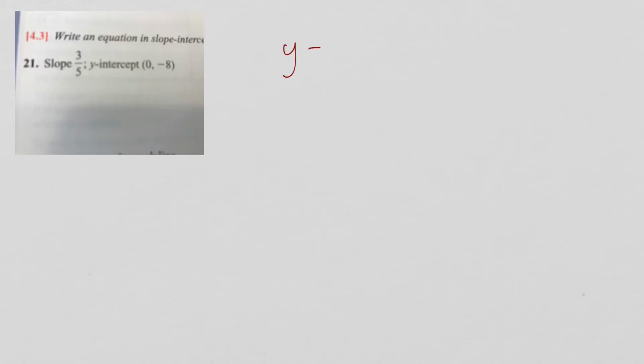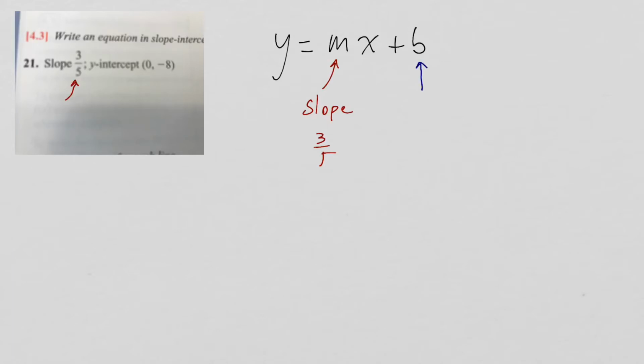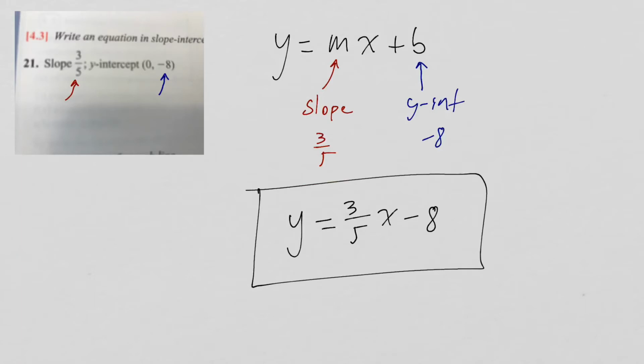So slope-intercept form is y. Let's do this in a different color. Y equals mx plus b. This is our slope, and they give us our slope, so that's 3/5. And this is our y-intercept, which they give to us, which is -8. So the equation would be y is equal to 3/5 x minus 8 in slope-intercept.